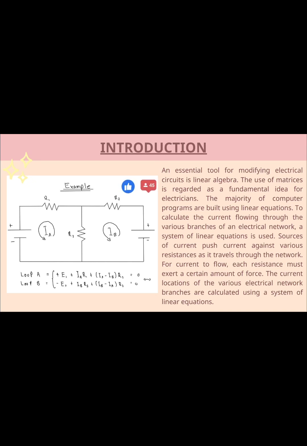For example, sources of current push currents against various resistances as it travels through the network. For current to flow, each resistance must exert a certain amount of force. The current locations of the various electrical network branches are calculated using a system of linear equations.